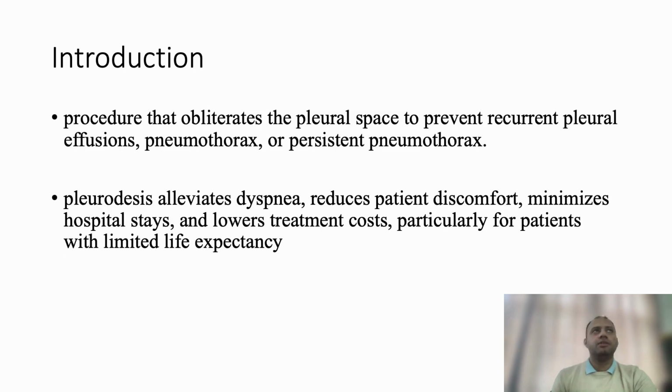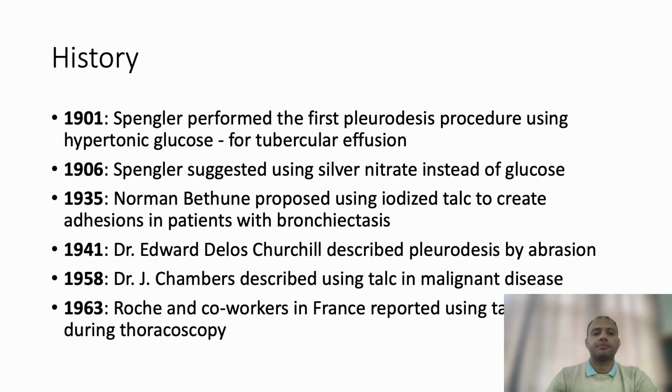And starting with the introduction, pleurodesis simply means a procedure that obliterates the pleural space to prevent recurrent pleural effusion, pneumothorax or persistent pneumothorax. Pleurodesis helps to alleviate dyspnea, reduces patient's discomfort, minimizes the hospital stay and lowers the treatment cost, particularly for patients with limited life expectancy. So we can term it as a palliative procedure.